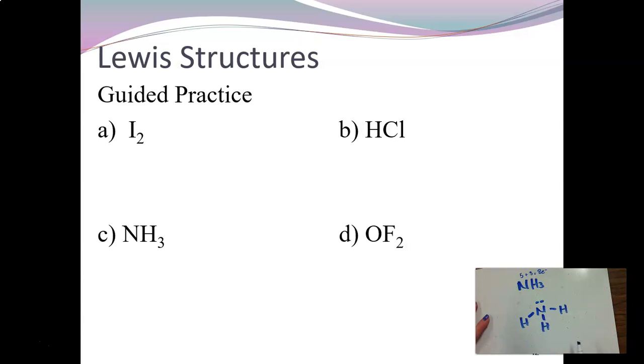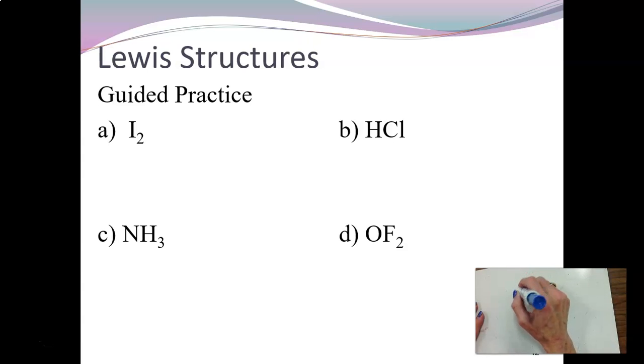Do you remember what kind of molecule has 3 bonded atoms and 1 lone pair on the center? It's trigonal pyramidal. Always characterized the same way. They're always going to have 1 lone pair on the center atom and 3 bonded atoms.